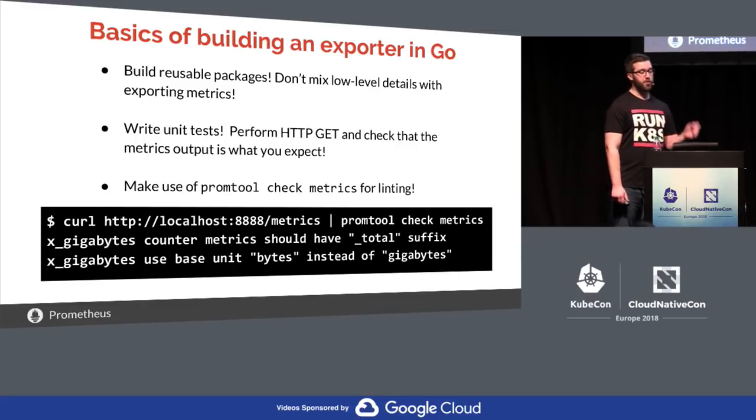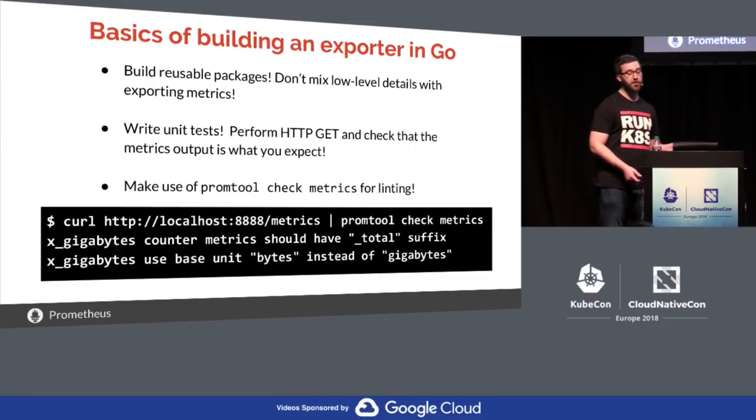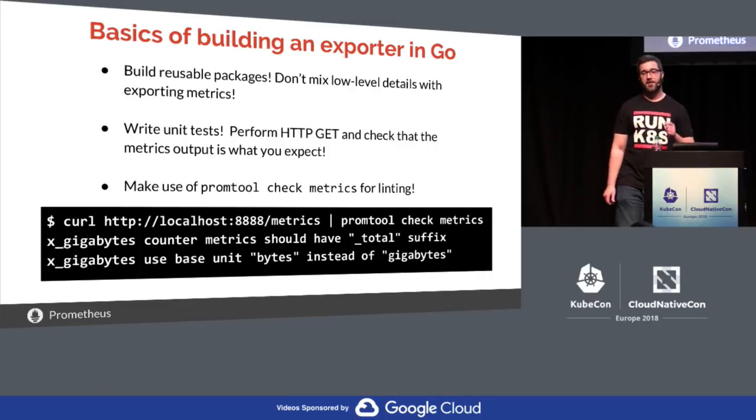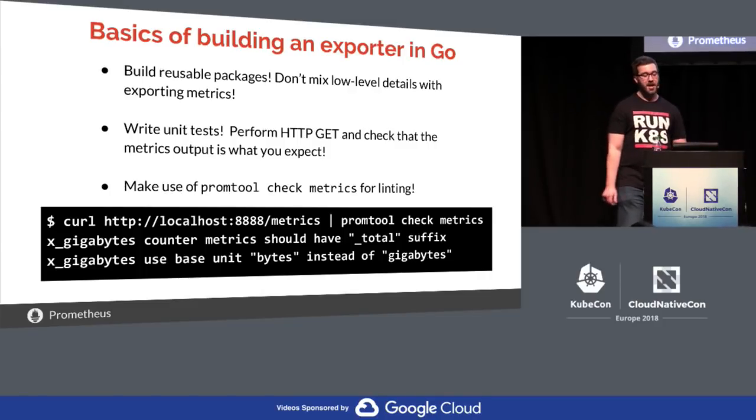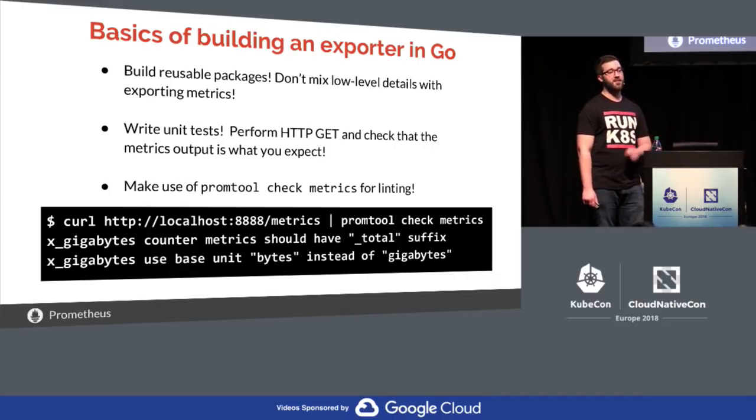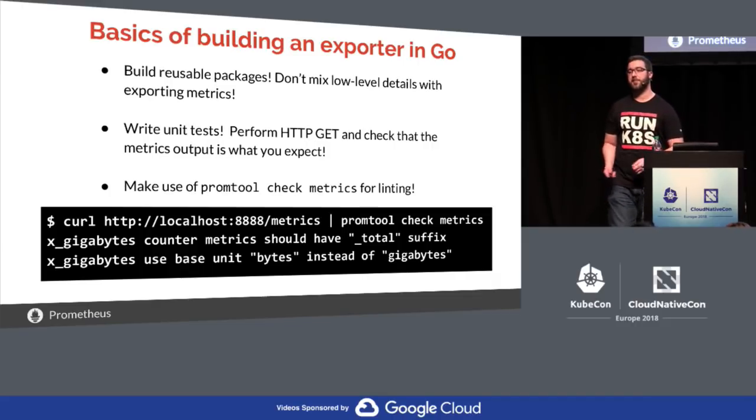And finally, use promtool check metrics for linting your metrics. What this does is, if I curl some exporter and pipe it through this tool, it will give me recommendations on how to make my metrics more standard. So in this case, we have this metric called x gigabytes, and this is a counter. Counters, by convention, should have a total suffix. And also, you'll notice that we use a unit of gigabytes. Instead, you should use the base unit of bytes, and leave that conversion up to your display system, such as Grafana.